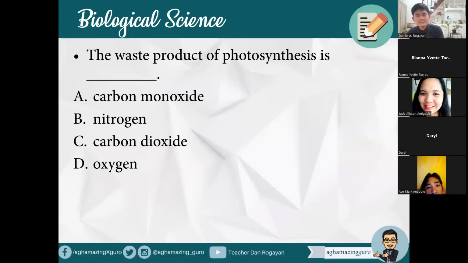The waste product of photosynthesis is A, carbon monoxide, B, nitrogen, C, carbon dioxide, D, oxygen. Okay, this is a very basic bio question. Okay. That is correct. So, ang i-answer natin dyan is oxygen. So, pag nakita sa board exam, waste product, byproduct, that is oxygen.